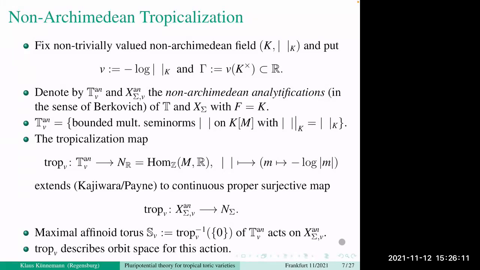You have to be a little bit careful here. These are analytic groups, but the underlying sets do not have a group structure. So when you talk about orbits and so on, you have to do this in the right way. But Berkovich has taught us how to do this. And if you do this properly, then again, this here is the orbit space.